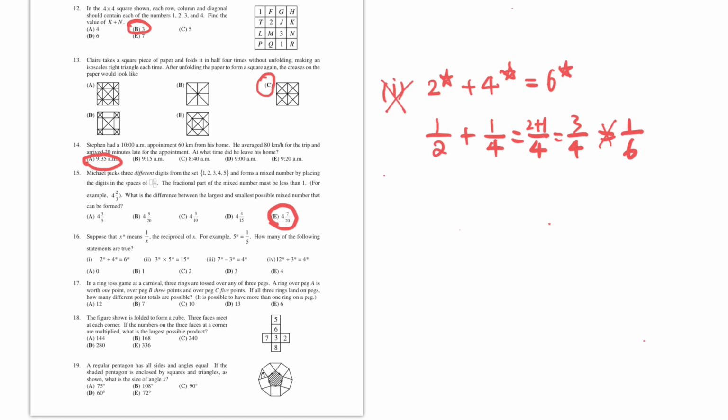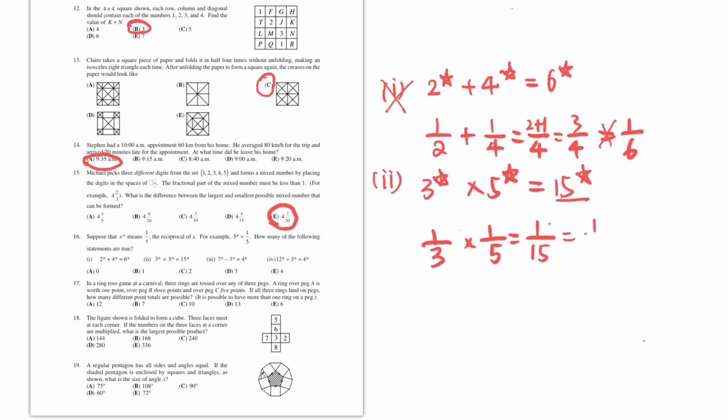Second one, 3 star times 5 star equal to 15 star. 3 star is 1 over 3 times 5 star, 1 over 5, equal to 1 over 3 times 5, that's 15, equal to 15 star, 1 over 15. So the second is true.